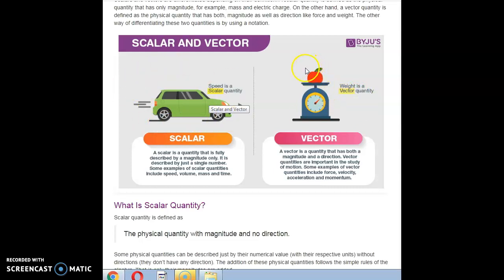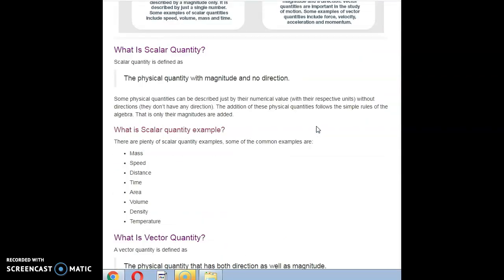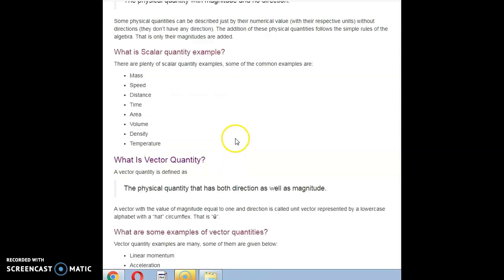Dito naman sa kabila, you have an apple on a weighing scale. So, meron siyang weight. And the direction of the weight is downward. Okay, what is a scalar quantity? So, magnitude, no direction. Example yan, mass, speed, distance, time, area, volume, density, temperature.